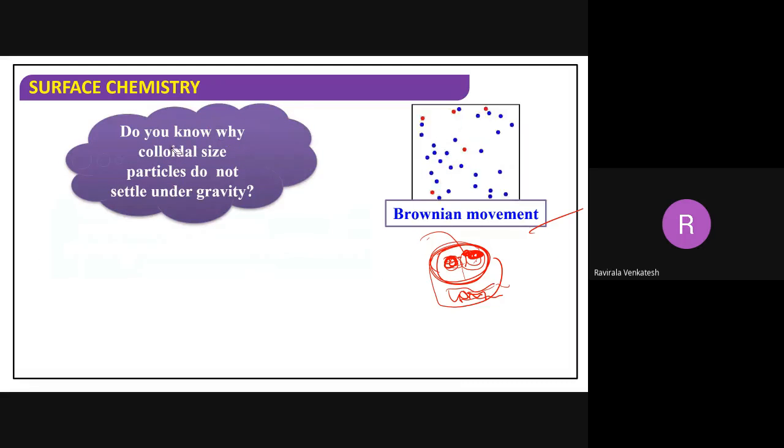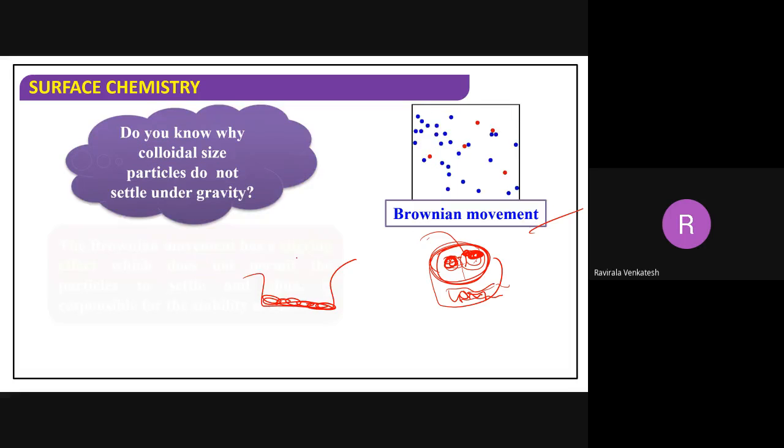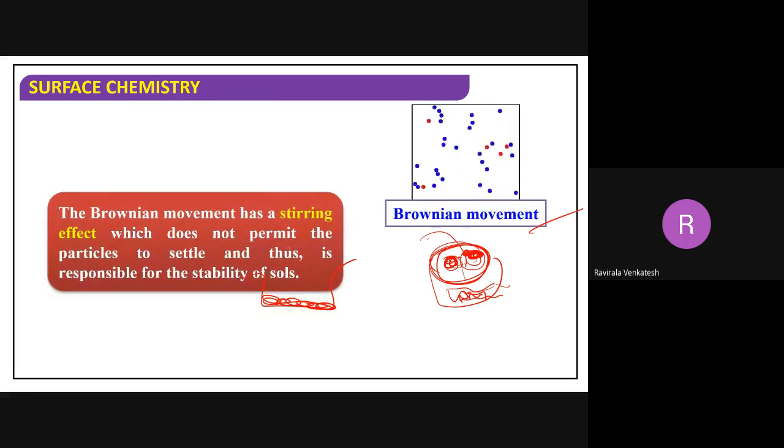Now, do you know why colloidal cellulose particles do not settle under gravity? Why are you not getting a precipitation here? Why are they not coming down to give the precipitation? Brownian motion is the main cause, isn't it? It is the main cause of colloidal particles not settling at the bottom. Because of this motion, these particles do not settle down.